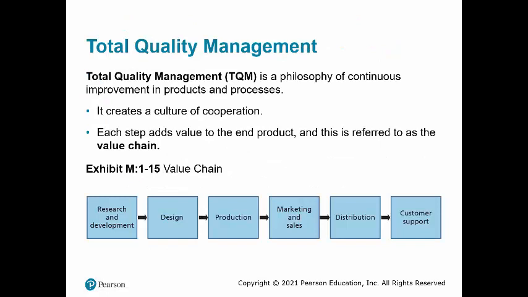Total quality management is a philosophy of continuous improvement in products and processes. Continuous improvement leads to fewer defects and higher customer satisfaction. TQM, as it's called, emphasizes the importance of each person in the organization by creating a culture of cooperation across all business lines. So each step in the process needs to add value to the end product, and this is referred to as the value chain.